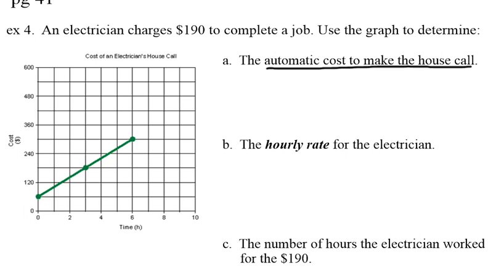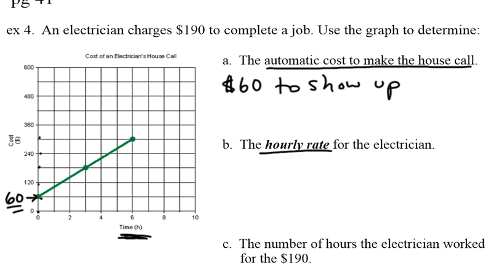No work is being done. So no work has been accomplished, so time is 0. We see we're going up by intervals of 60 here. So we can see it's $60 to show up and not do any work. Automatic cost. Hourly rate for the electrician. Hourly rate, what is that? That's the rate of change that we've been talking about.